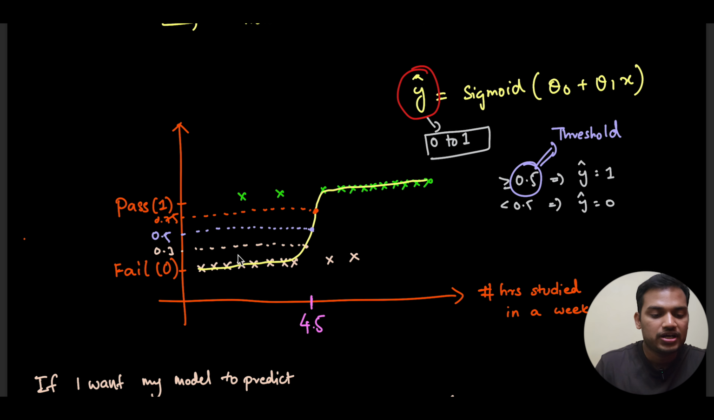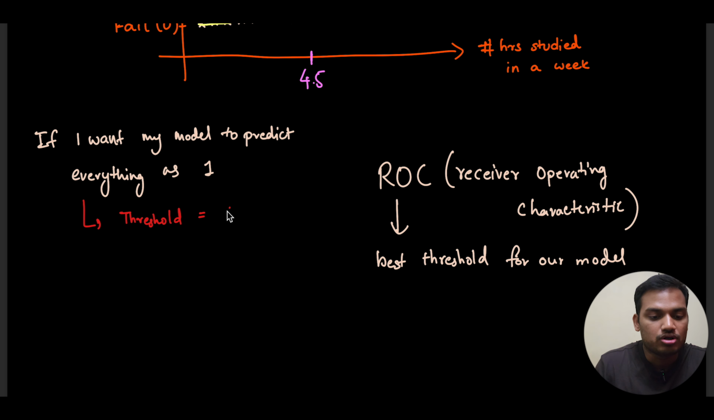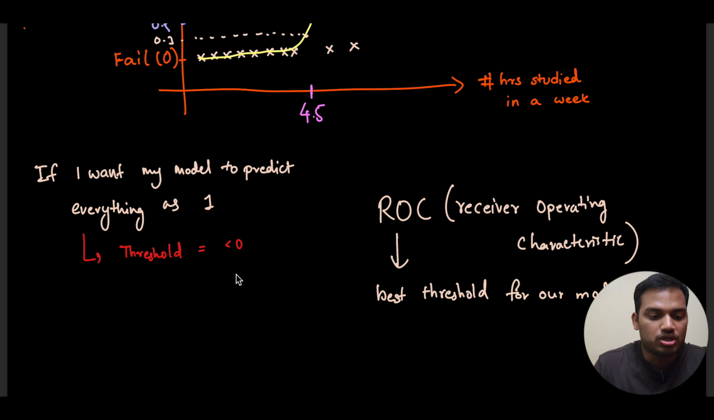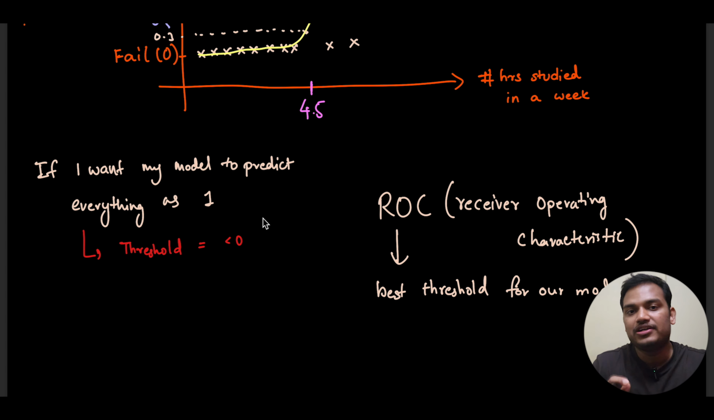To do that, we can use a very small threshold value, slightly less than 0. If we take a threshold slightly less than 0, then the output we get from the sigmoid will always be greater than that, right? So if the threshold is slightly less than 0, every prediction will be 1.